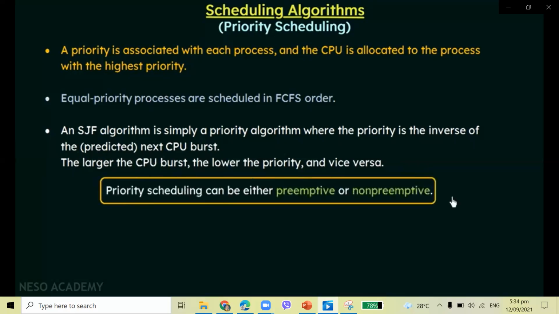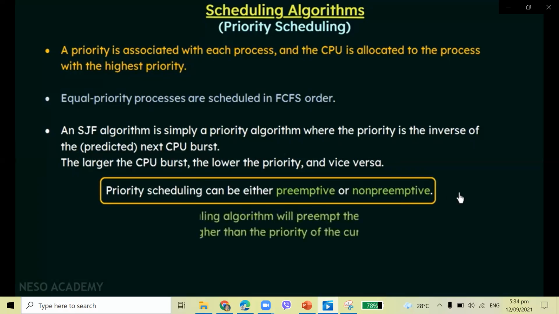So priority scheduling can either be preemptive or non-preemptive. We have talked a lot about preemptive and non-preemptive scheduling, and we know what it means. So priority scheduling can either be preemptive or non-preemptive. Let's see what happens when it is preemptive and when it is non-preemptive.